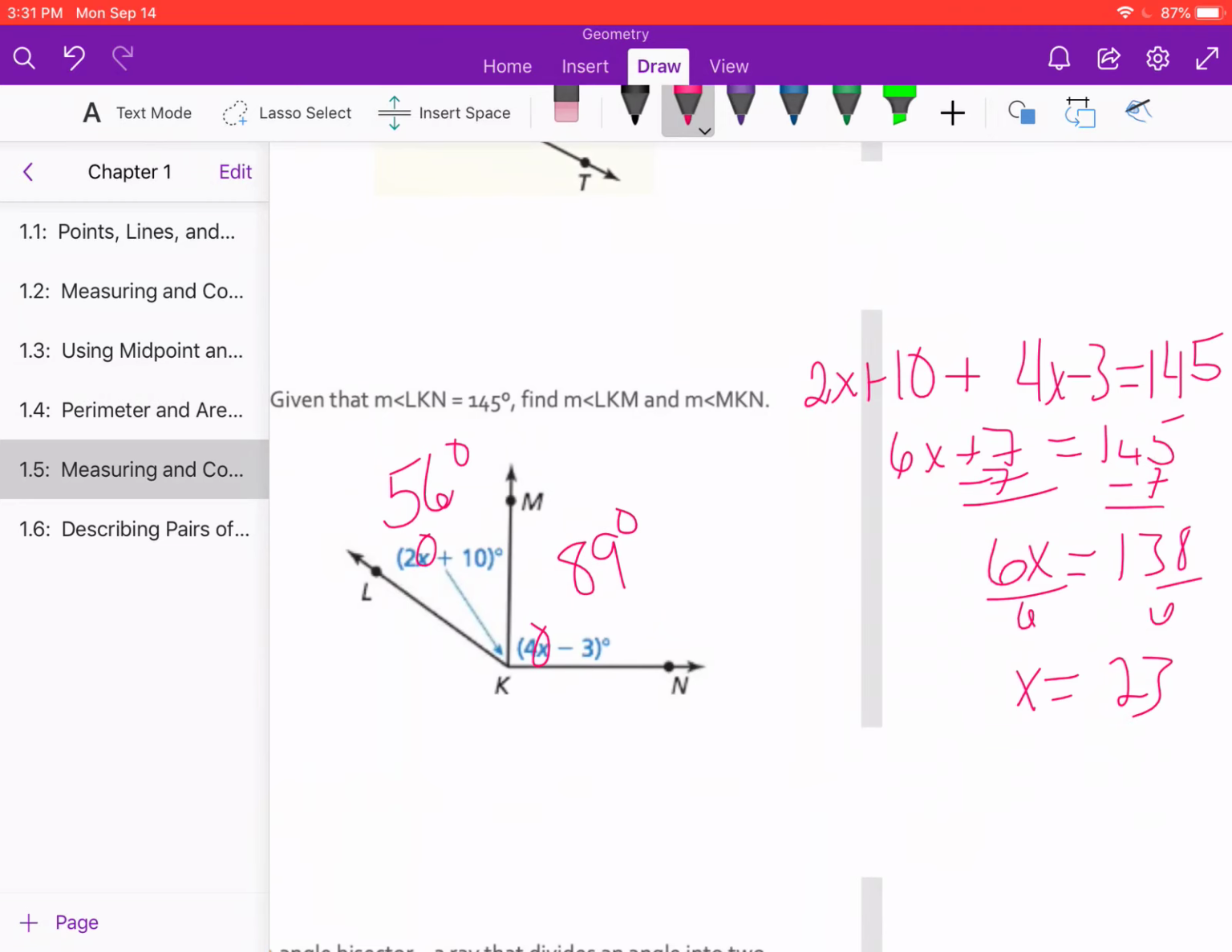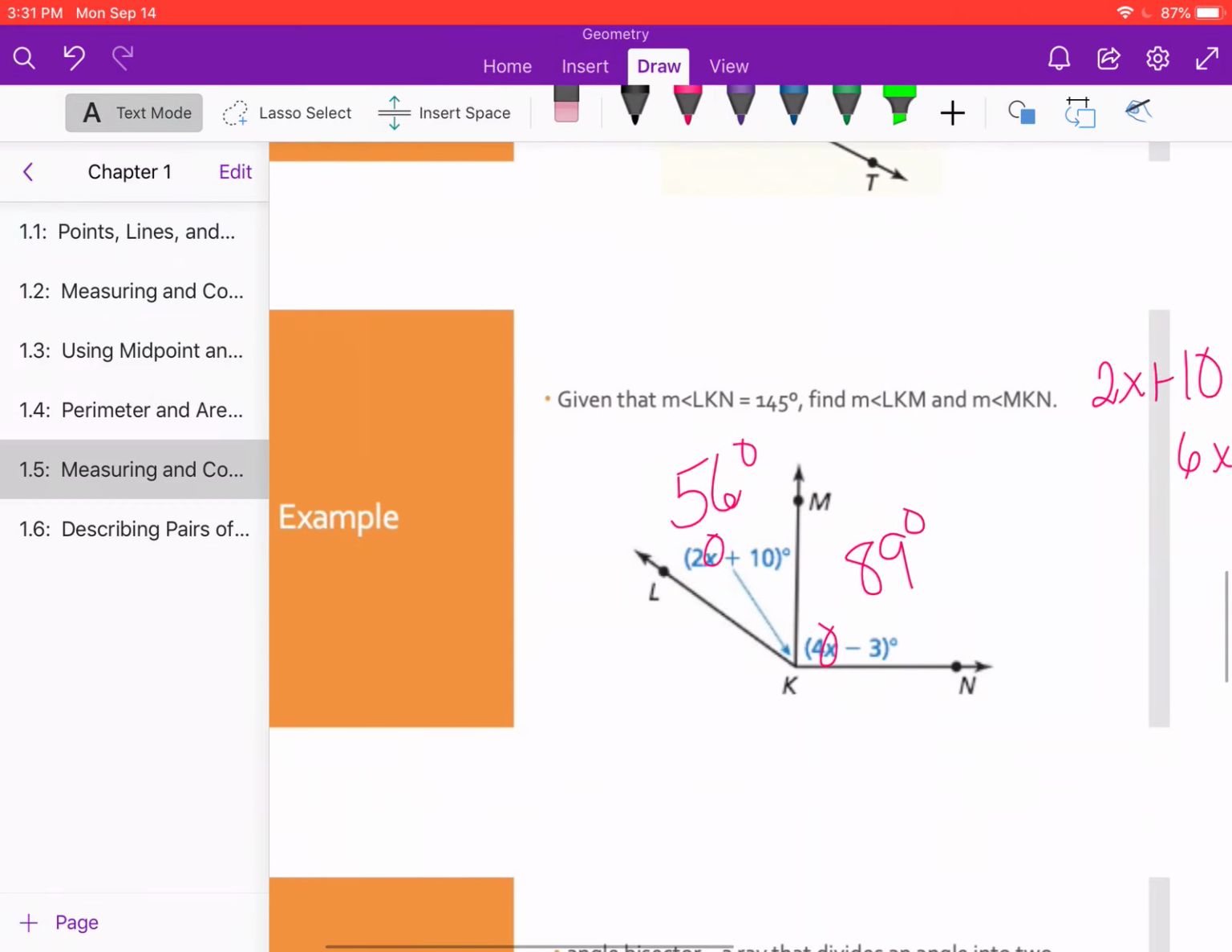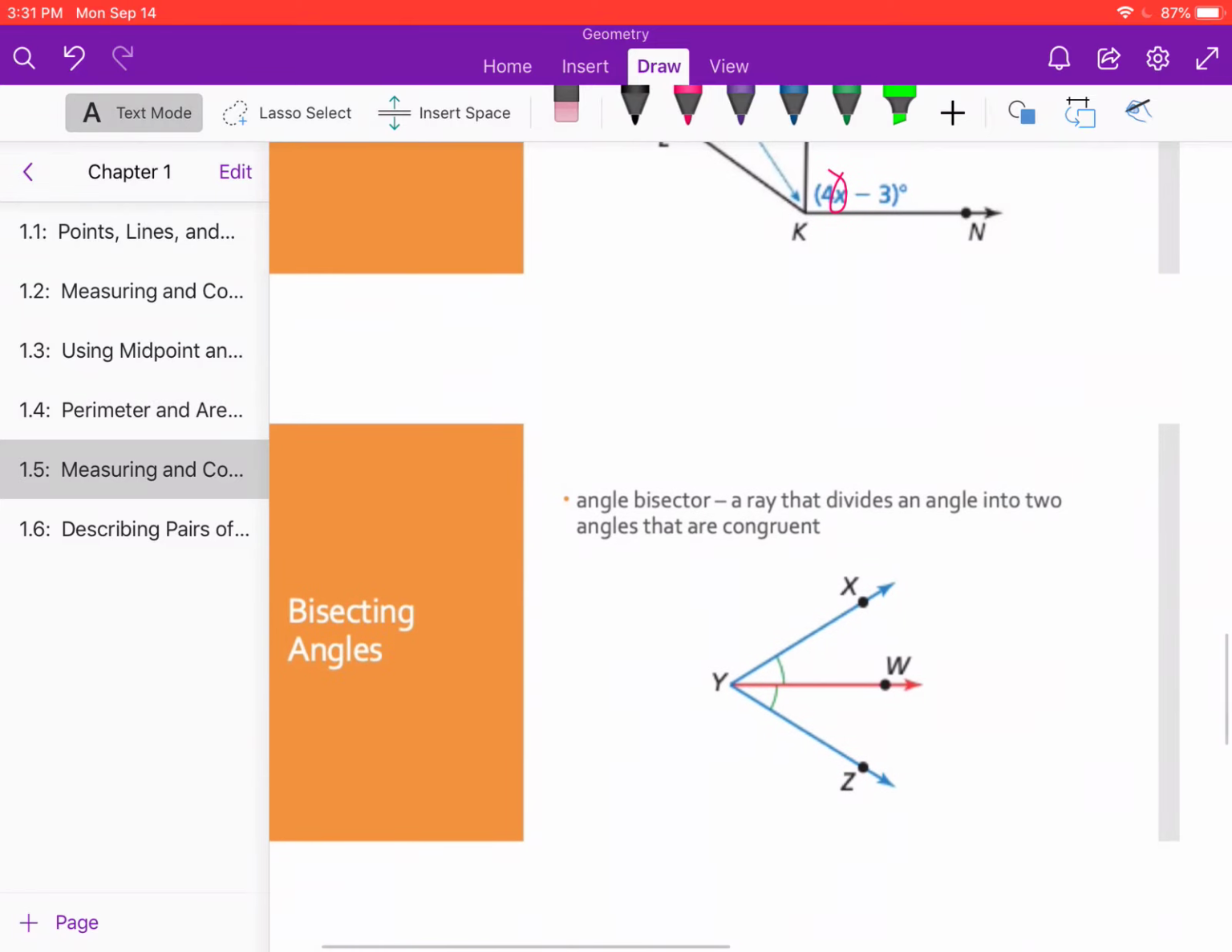One way you can check to make sure you're right, take that 56 plus 89 and you should get 145, back to where you started. So same thing, part plus part equals whole.